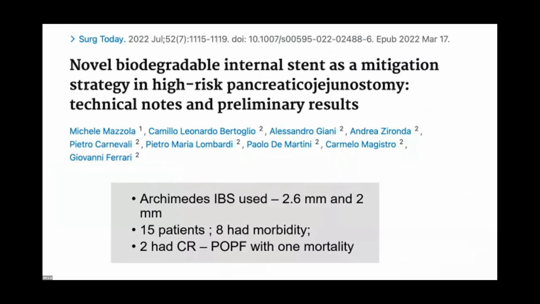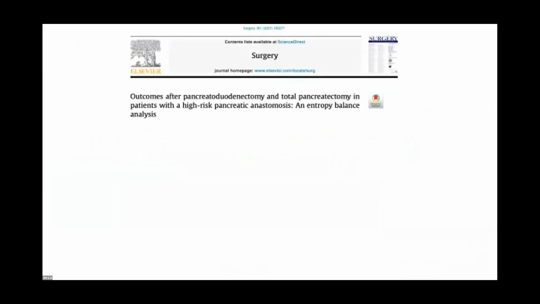Another alternative is degradable pancreatic stents. This study has shown not very happy results, but it is something to think about and see whether this makes an impact on decreasing the fistula rate.